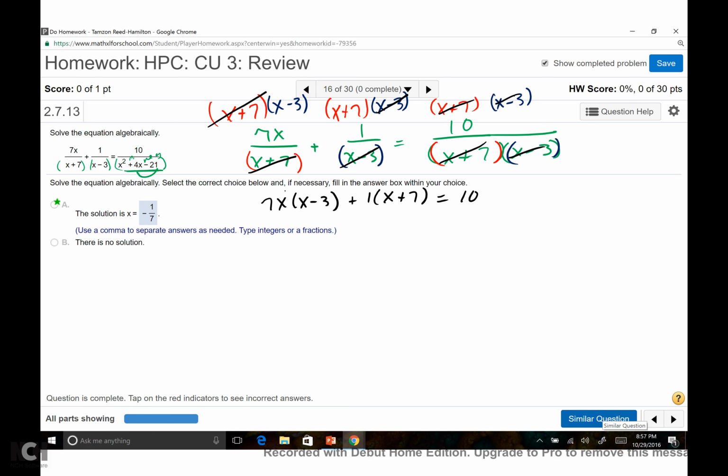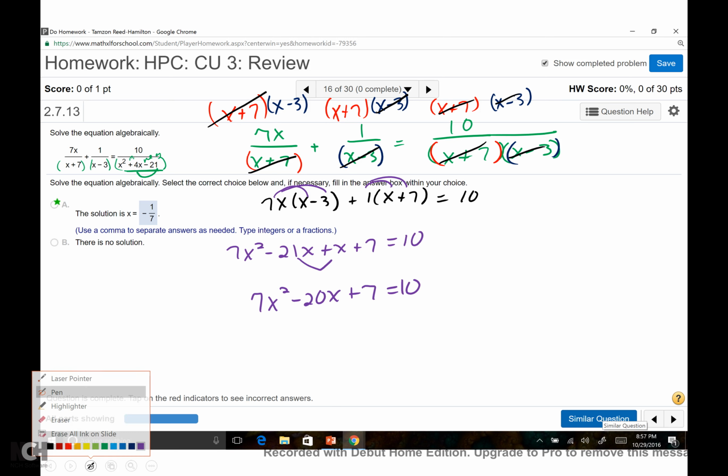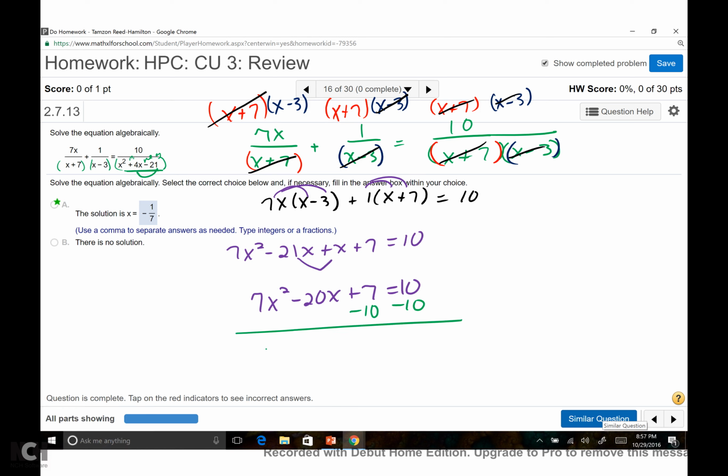So now I need to simplify and solve. So I have 7x squared minus 21x plus x plus 7 equals 10. Combine like terms. I have 7x squared minus 20x plus 7 equals 10. I need to get 0 on one side, so minus 10, minus 10. I get 7x squared minus 20x minus 3 equals 0.